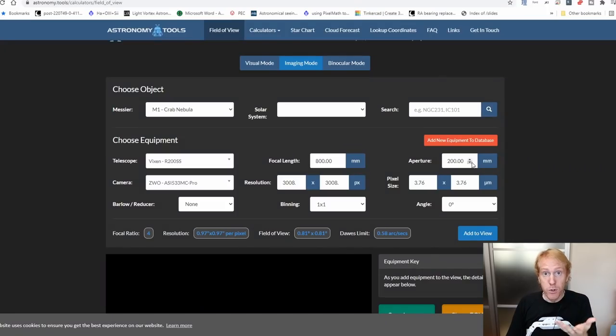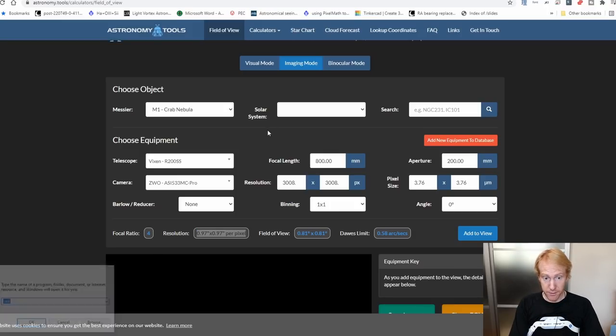For that, I would typically go to Astronomy Tools' field of view calculator. I put in my telescope, I put in my camera, and you can see that I have a resolution of 0.97 arc seconds per pixel. And we have 60 arc seconds within 1 arc minute.